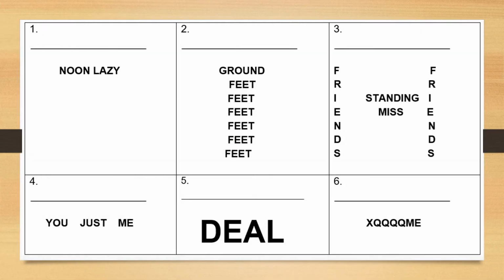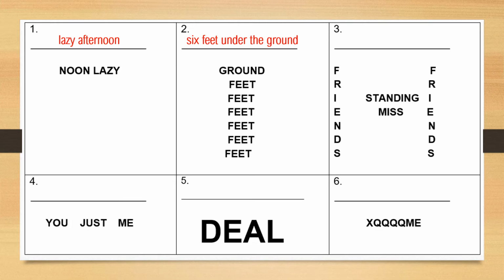Let's find out if you are correct. Number 1. If you're going to see, the word lazy is after the word noon. So our answer is lazy afternoon. Number 2. Under the word ground, you can see 1, 2, 3, 4, 5, 6 feet under the ground. So what is our answer? 6 feet under the ground.